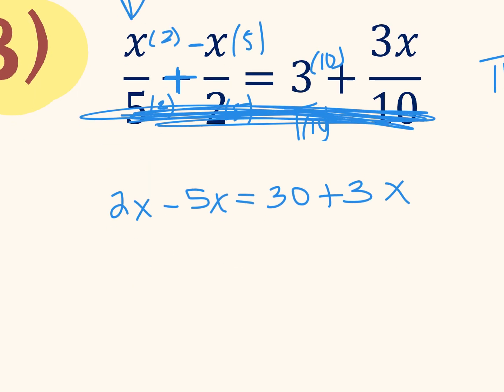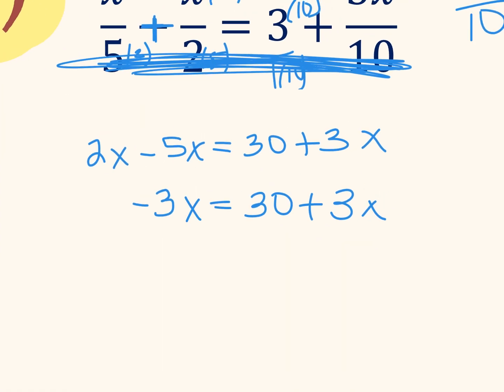Now what do we do? How do I solve an equation like this? Can I clean up anything on the right-hand side? No, we can't put anything together, but can I clean up anything on the left-hand side? Yes, 2x minus 5x, negative 3x equals 30 plus 3x. Now, I personally always like x's to be on the left. Some of you want to always keep them positive, whatever you want to do, but I'm going to subtract 3x from both sides.